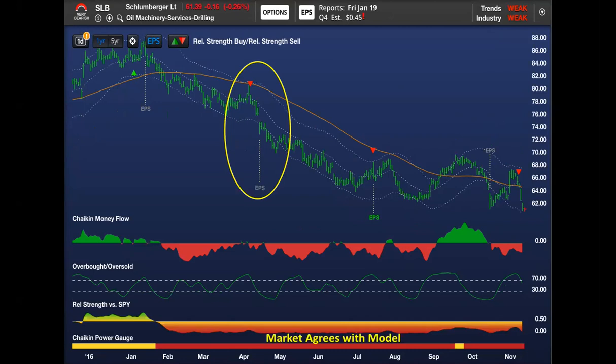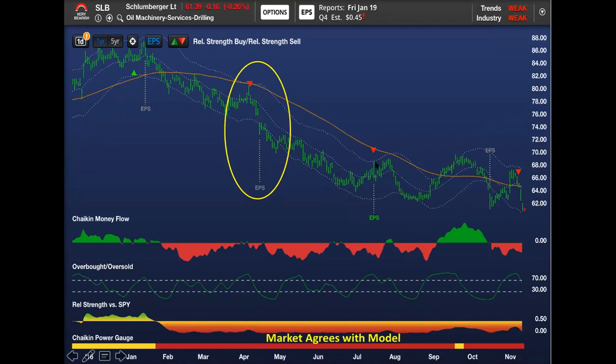And one of the favorites that we recommended was Schlumberger. Ahead of the earnings report back in April, 2 months after the sector turned bearish, we got a relative strength sell signal at 78, about a week ahead of the earnings that were due out in April. Negative earnings surprise. The stock dropped from 78 all the way down here to 64 before it really bottomed out.